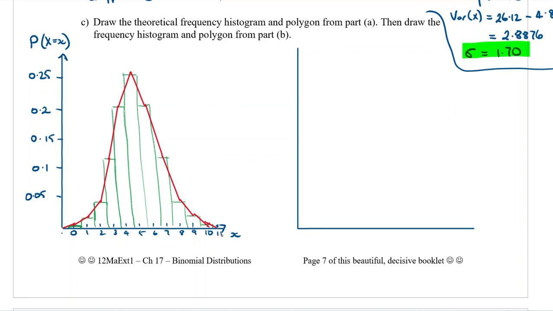Okay, now we need to do it again for the next table. So the axes are still the same. 0, 1, 2, 3, 4, 5, 6, 7, 8, 9, 10. And then going up by 0.05s.